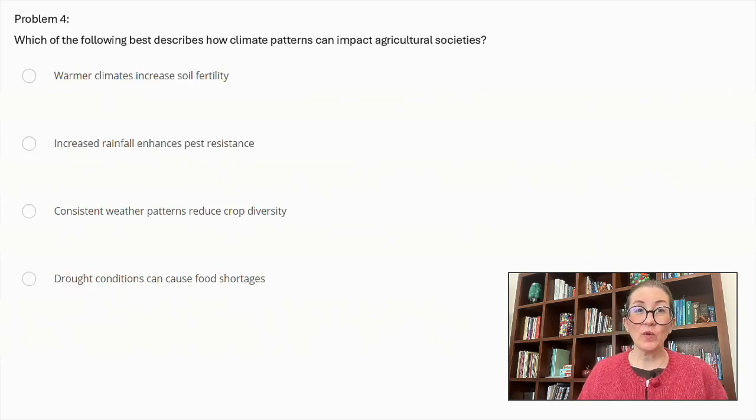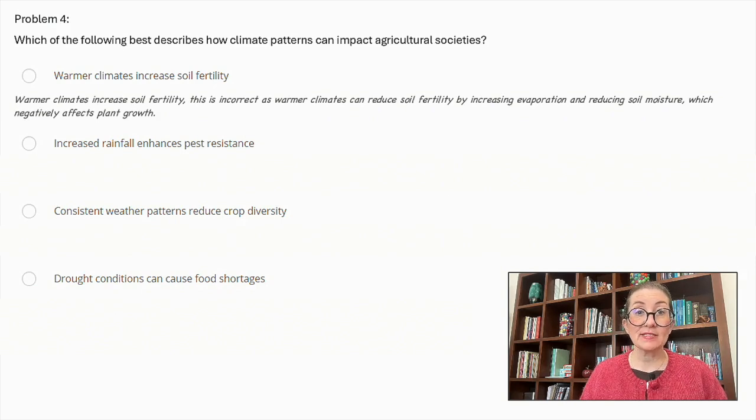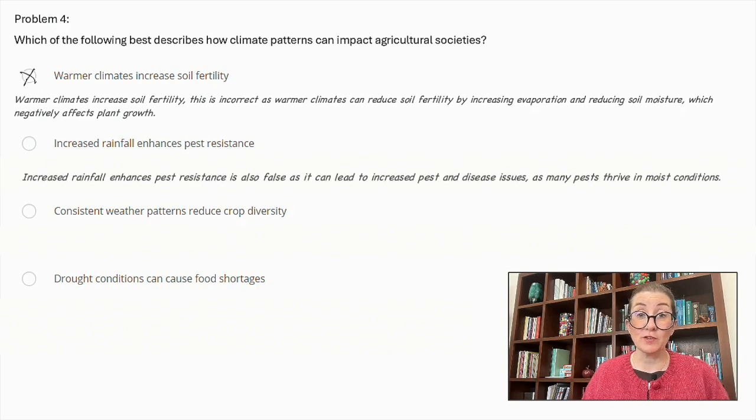Problem number 4. Which of the following best describes how climate patterns can impact agricultural societies? Warmer climates increase soil fertility. This is incorrect, as warmer climates can reduce soil fertility by increasing evaporation and reducing soil moisture, which negatively affects plant growth. So that is incorrect. Increased rainfall enhances pest resistance. This is also false, as it can lead to increased pest and disease issues, as many pests thrive in moist conditions.